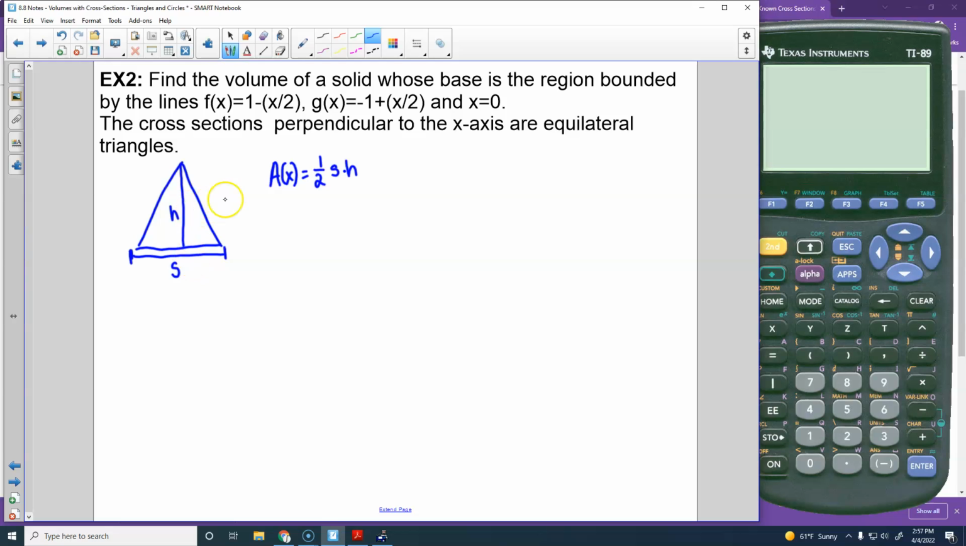Okay. So what are all the angles of an equilateral triangle? They are 60. So this is 60 degrees right here. This one right here would be 60 degrees.